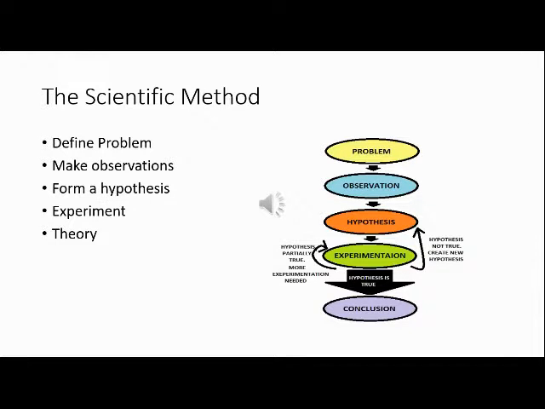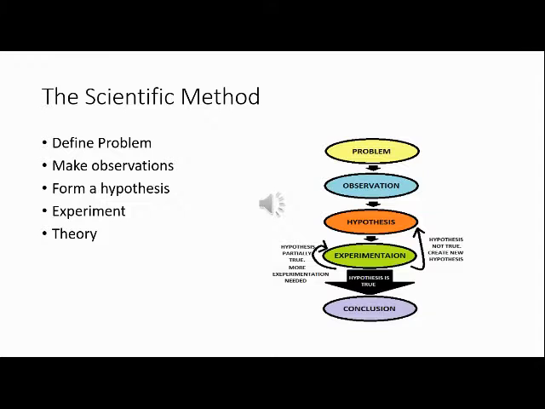You make observations about that problem's environment, and you conduct a lot of initial research and see what is going on with this problem and what could be causing it. Then you form a hypothesis. This is an initial guess, essentially. It's an educated guess on how to solve this problem, and it can come in many different forms.